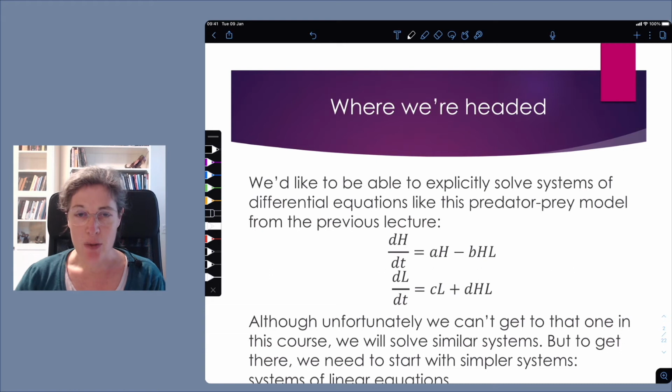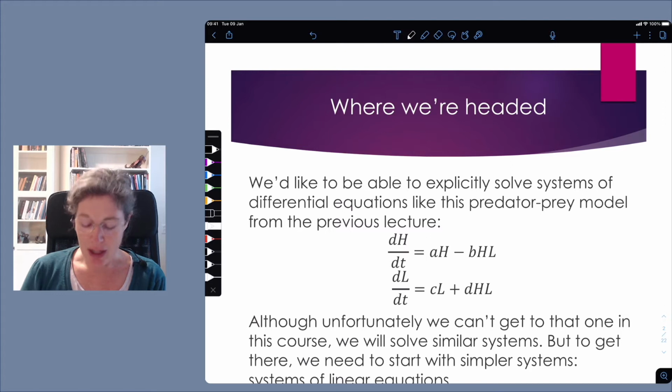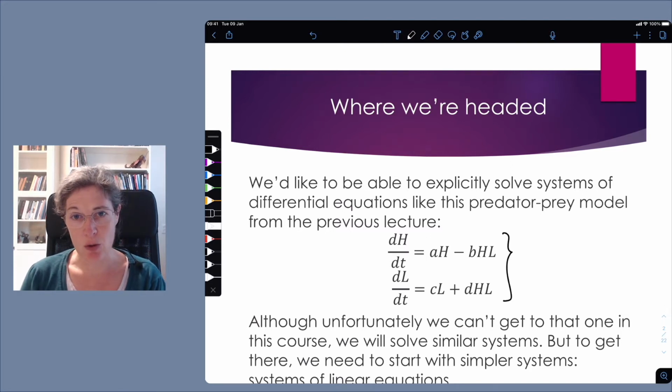So in the first part we had a look at systems of differential equations and we analyzed them quite a lot, but we didn't actually find any explicit solutions. And the goal, if we had a lot more time, would be to be able to solve a system like the predator-prey that we saw. But unfortunately in this course we're not going to be able to get that far. We will be able to solve some systems of differential equations, just not this particular one.